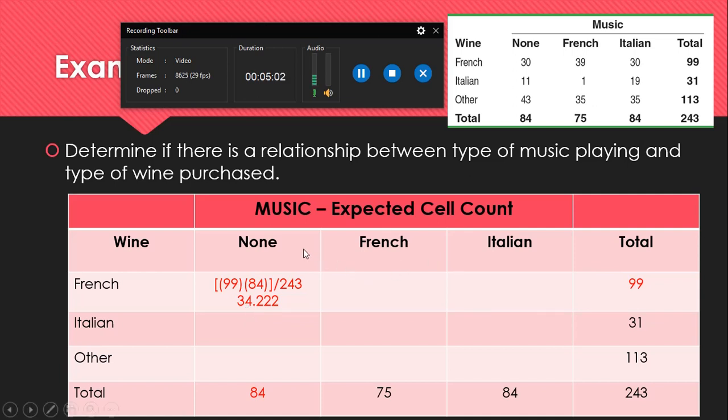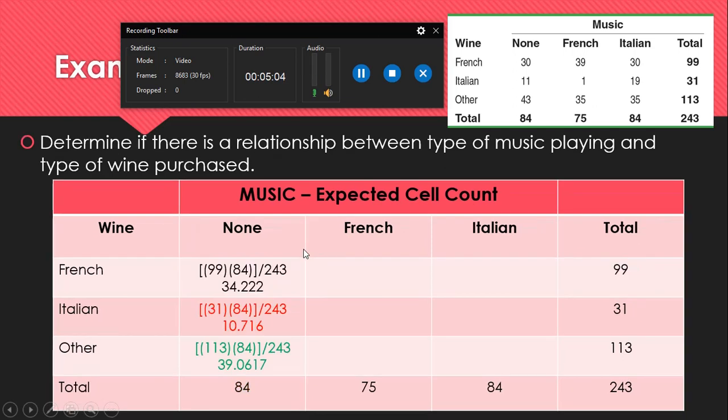We're going to go through and look at none in Italian and none and other. So again, row total times column total divided by the grand total. So these are the expected cell counts for each of these joint distributions.